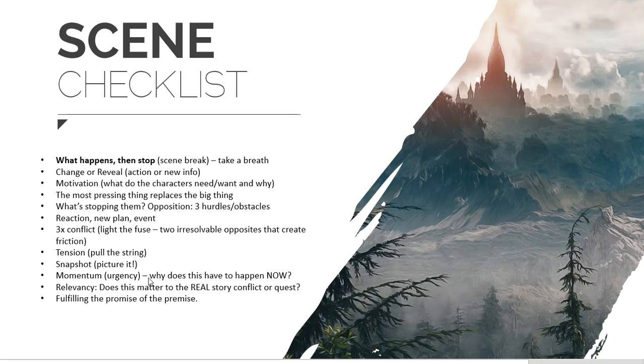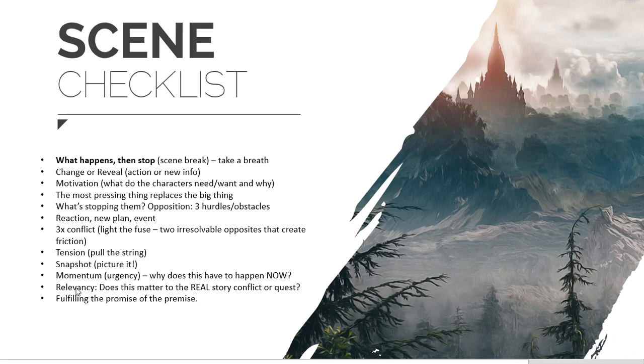So however you can add it, there's more conflict if you can add some momentum and urgency into the scene as much as possible. Why does this have to happen now? What happens if it doesn't happen now? Why do they have to hurry? See if you can invent reasons to add that in.